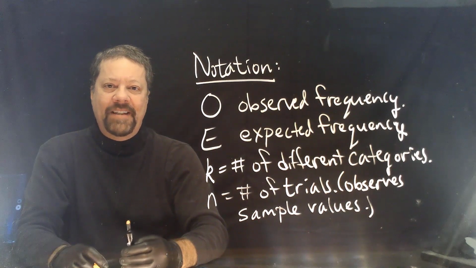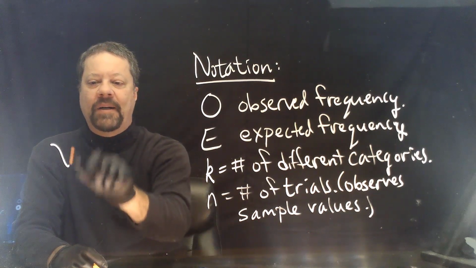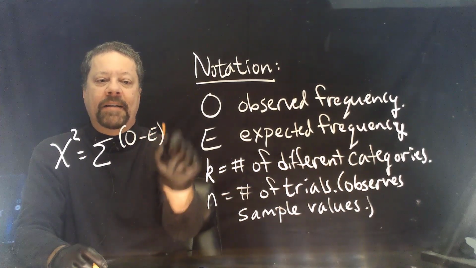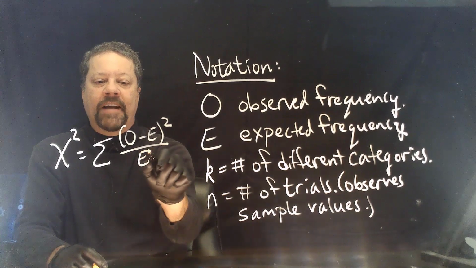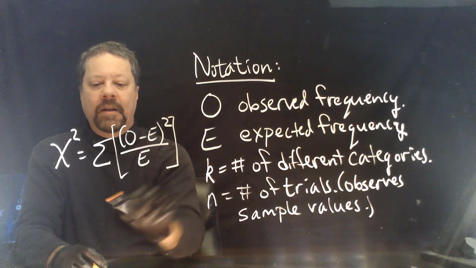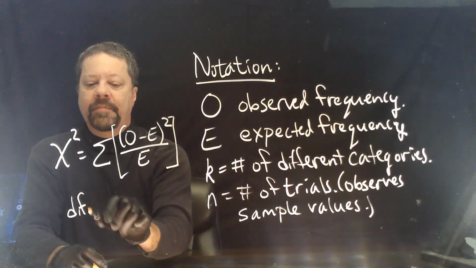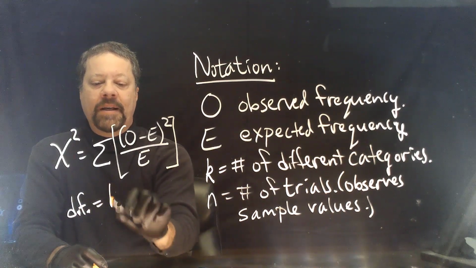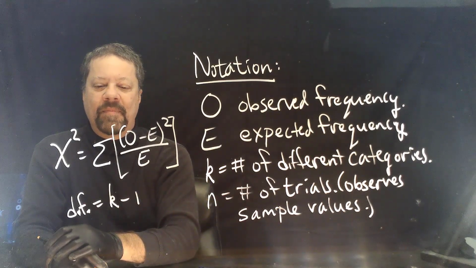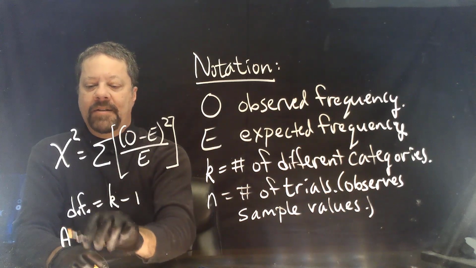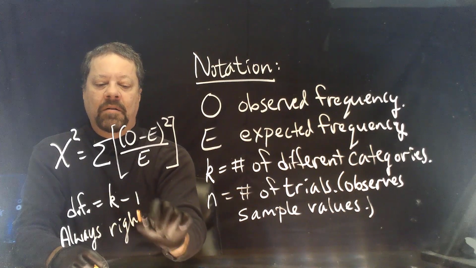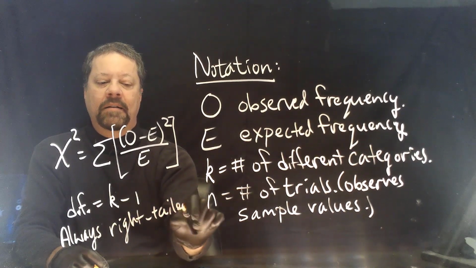And then we have a test statistic called the chi-square. It's the sum of the observed minus expected squared divided by the expected, all of this in the sum. The degrees of freedom is always k minus 1, the number of different categories minus 1. And this is always right-tailed.